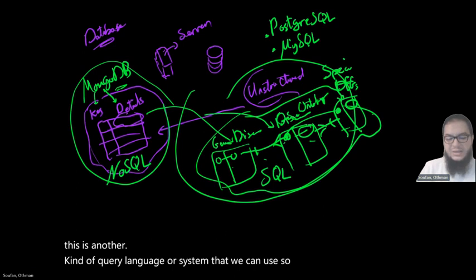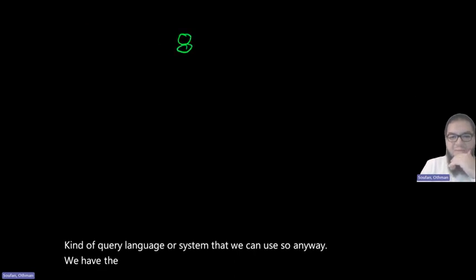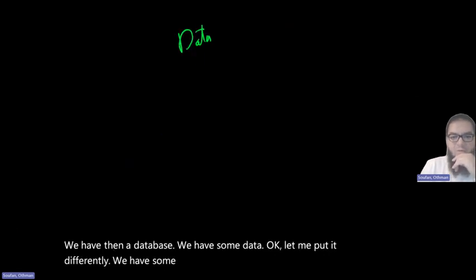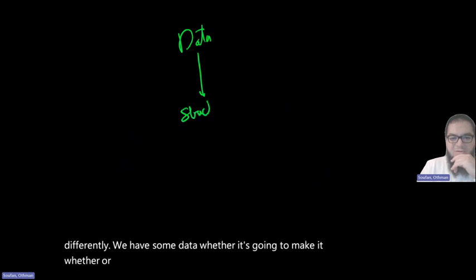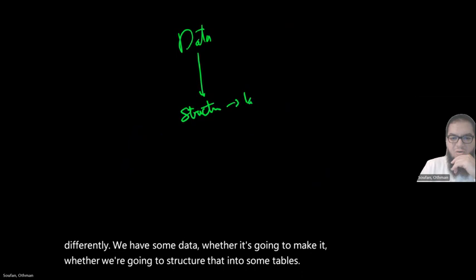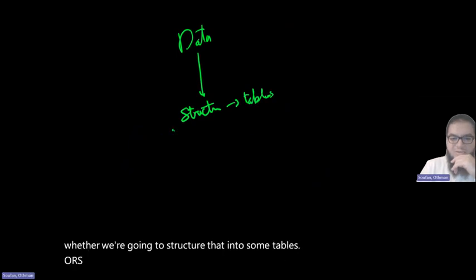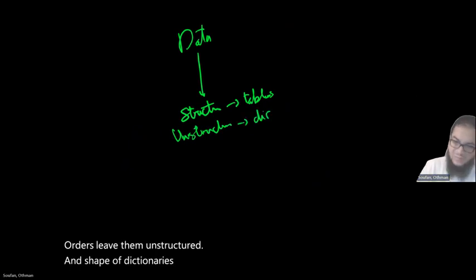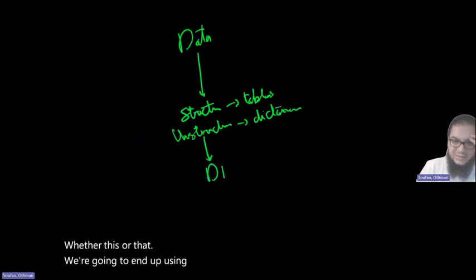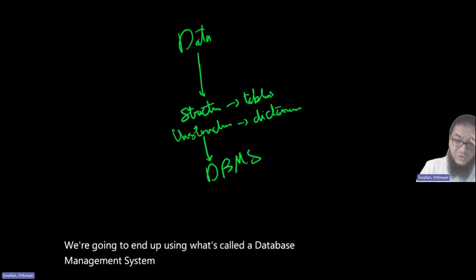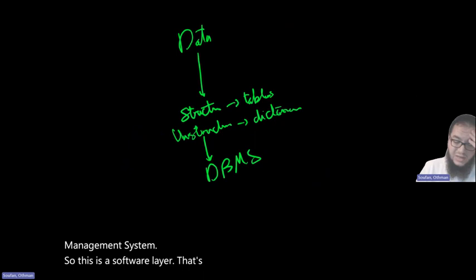So anyway, we have a database. We have some data, whether we're going to structure that into some tables or leave them unstructured in the shape of dictionaries. We're going to end up using what's called a database management system. This is a software layer that gives us accessibility to store this data, ask questions about this data, and so on.